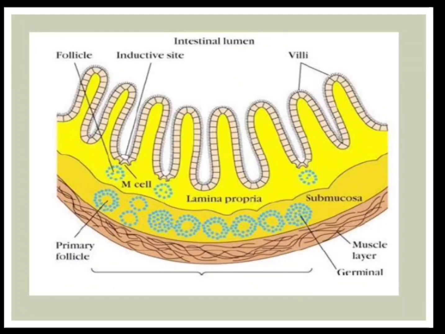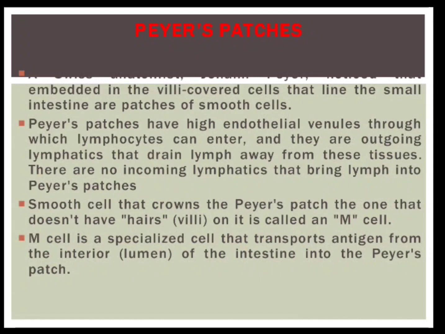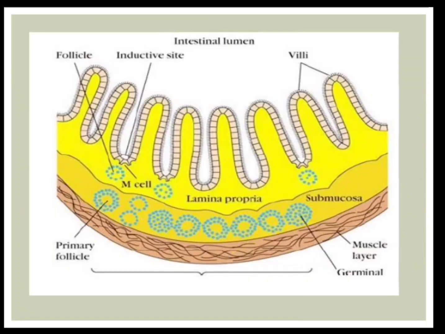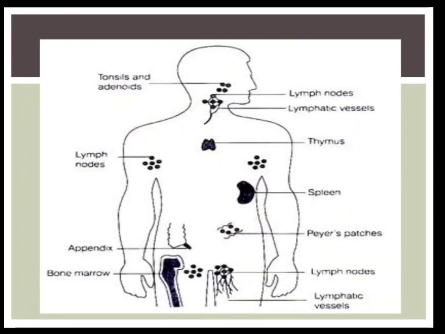Now what are these Peyer's patches? Peyer's patches are present below your lamina propria, in your intestine. These Peyer's patches also act like cells which help in the destruction of antigens. So this is it about your secondary lymphoid organs.